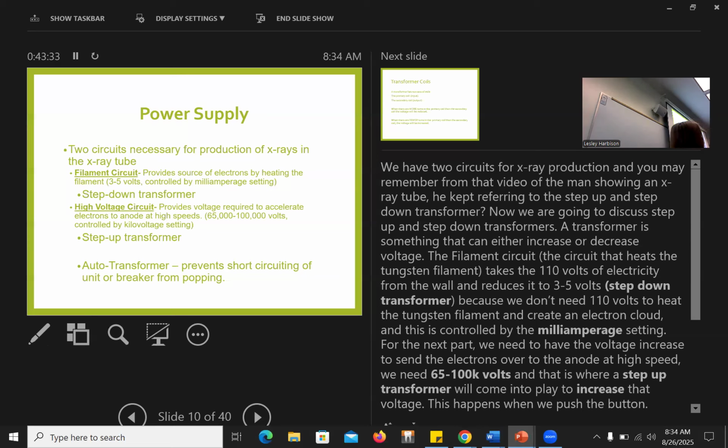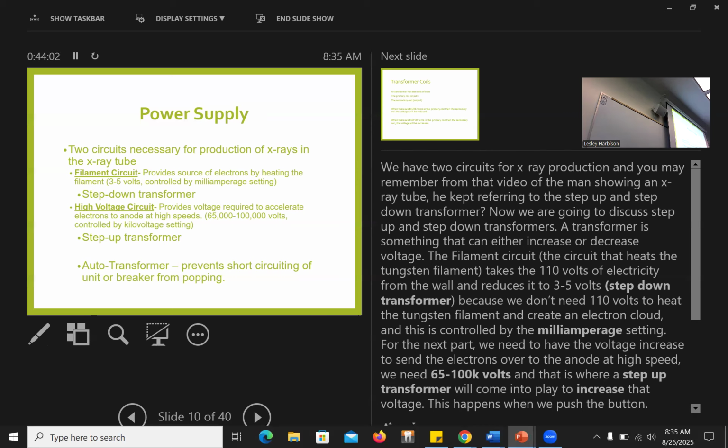Back in the day, if you could lower or raise your mA, you would have been controlling a little bit of the voltage, and therefore how hot the filament got, and you would produce either more or fewer electrons. But nowadays it's fixed. Almost all machines have the mA setting fixed, but that's what controls this side. We're going to talk a lot more about the step-up and step-down transformers. I'm just getting this out here on this slide.